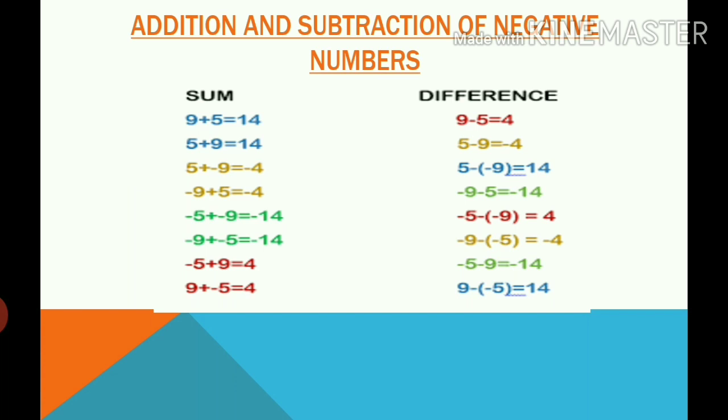In the same way 9 minus minus 5 is equal to 14. Minus minus is plus, so 9 plus 5, plus plus is plus, and 9 plus 5 is equal to 14. And you have to write the sign of the bigger number, which is already plus. You don't need to write the plus sign because a number without any sign means that it has plus sign.